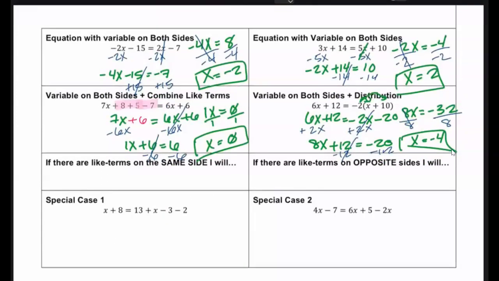And then once again, just a general reminder, if they are on the same side, you're going to combine like terms. If they're on opposite sides, you're going to use inverse operations.